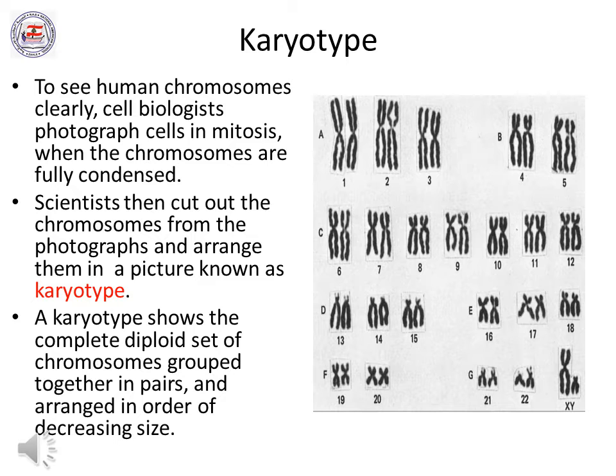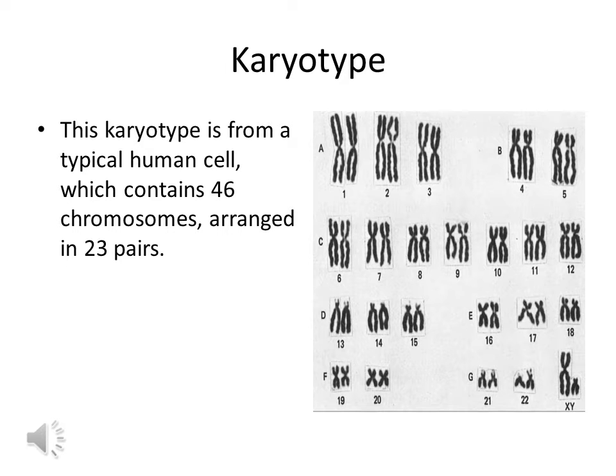The following figure is a human karyotype. Notice how they are listed as pairs from the bigger size to the smaller size. Please look at this figure. This is a karyotype from a typical human cell, which contains 46 chromosomes arranged in 23 pairs.